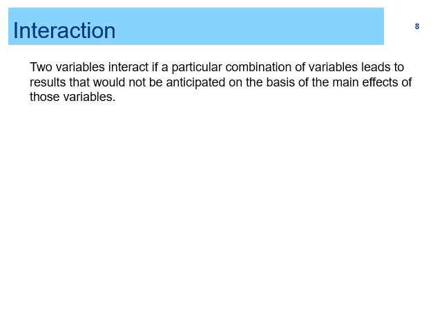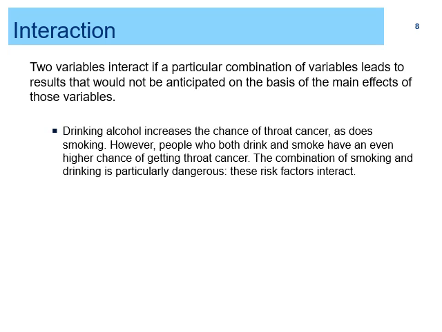About the interaction: two variables interact if a particular combination of variables leads to results that would not be anticipated on the basis of the main effects of those two variables. For example, drinking alcohol increases the chance of throat cancer, as does smoking. However, people who both drink and smoke have an even higher chance of getting throat cancer. The combination of smoking and drinking is particularly dangerous. These risk factors interact.